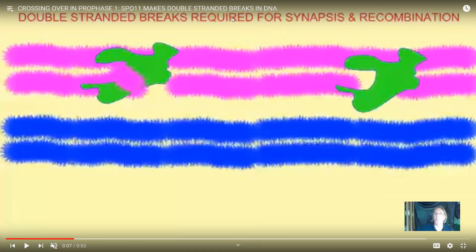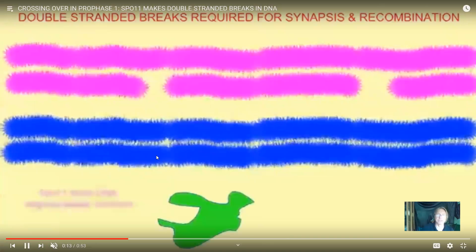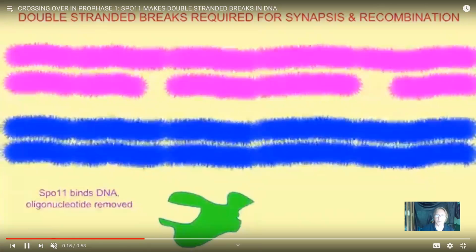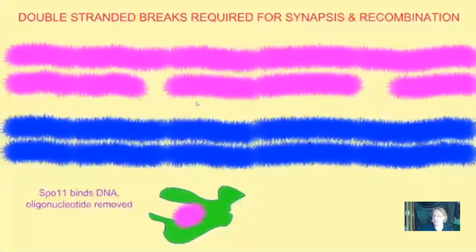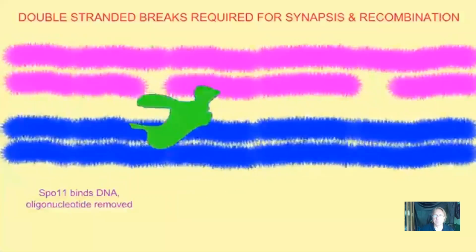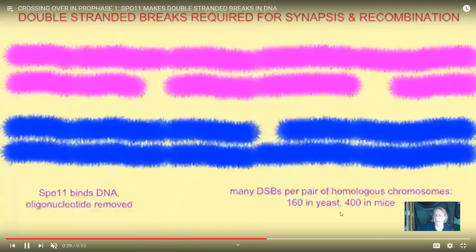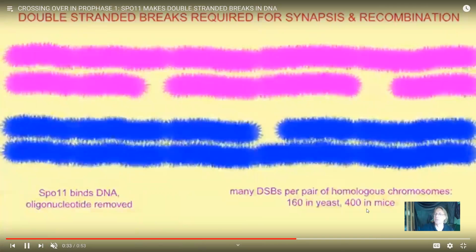So we actually require double-stranded breaks for this synapsis and recombination. So you cut your DNA on purpose. Not all of these cuts will end up being places where we do crossing over, okay? So we actually made some holes that need to be fixed. And so that's why we're going to incorporate this mutation repair modification, okay? So lots of double-stranded breaks per pair of homologous chromosomes, 160 in yeast, 400 in mice. So you do that a lot, all right?